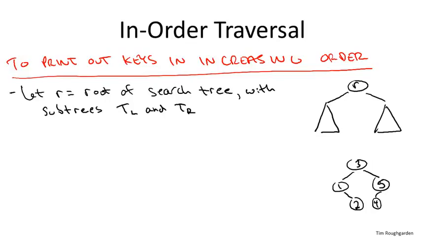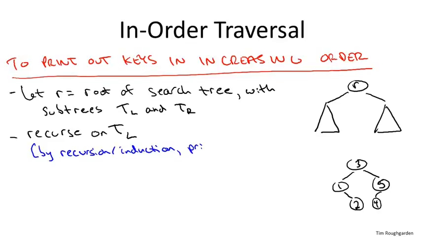Now remember, we want to print out the keys in increasing order. So in particular, the first key we want to print out is the smallest of them all. So something we definitely don't want to do is first print out the key at the root. For example, in our search tree example, the root's key is 3. We don't want to print that out first. We want to print out the 1 first. So where does the minimum lie? Well, by the search tree property, it's got to lie in the left subtree T sub l. So we're just going to recurse on T sub l.